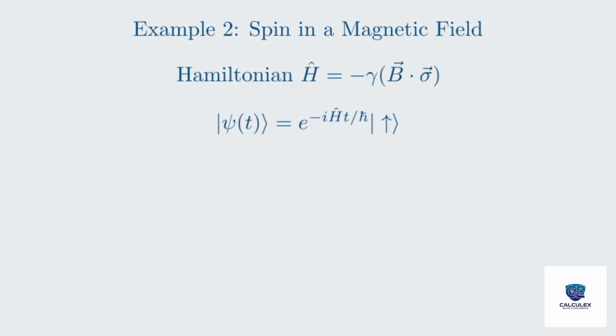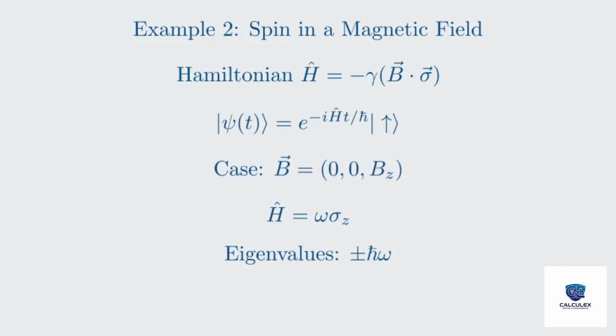Let's consider a special case where the magnetic field is along the z-axis. The Hamiltonian becomes proportional to the sigma z matrix. In this case, the Hamiltonian is H hat equals some constant omega times sigma z. The eigenstates of H hat are just spin up and spin down, with eigenvalues h bar times omega and negative h bar times omega. Since our initial state is an eigenstate of this Hamiltonian, its evolution is simple.